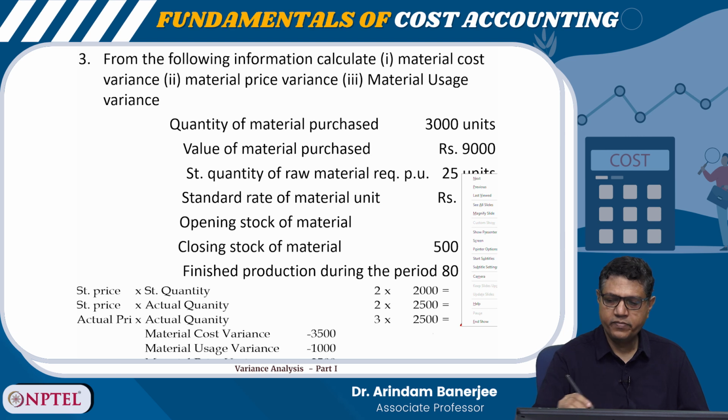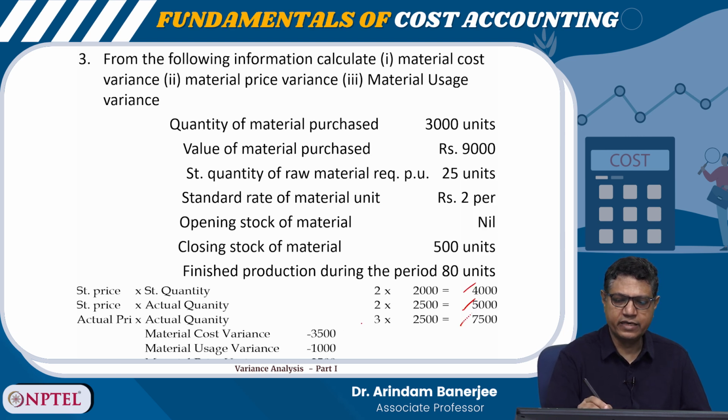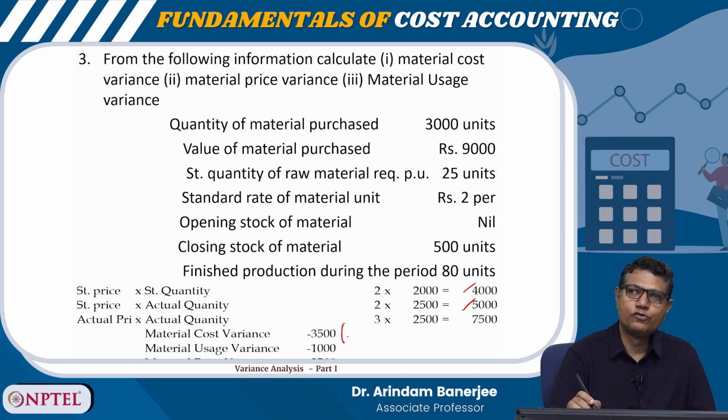So I can now calculate it like this: material cost variance, as we know, it is the standard price into standard quantity minus actual price into actual quantity. So it is 4000 minus 7500. So it is, of course, adverse, right? So the difference between the two is 3500 adverse, right? And we can divide it into two parts: material usage variance and material price variance.